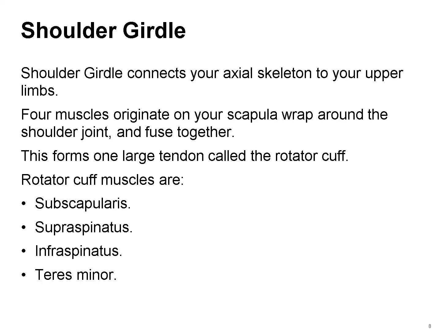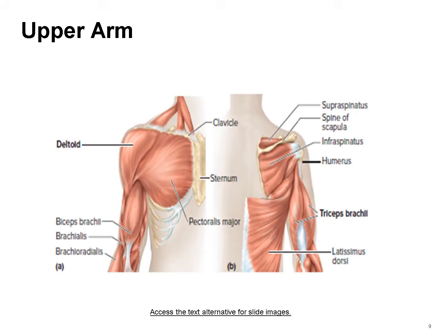Teres minor is a small muscle that also aids in lateral rotation. Subscapularis is positioned on the underside of the scapula and rotates the arm medially. Let's analyze the image and discuss the muscles of the shoulder and arm. I'll ask some questions as we go along.